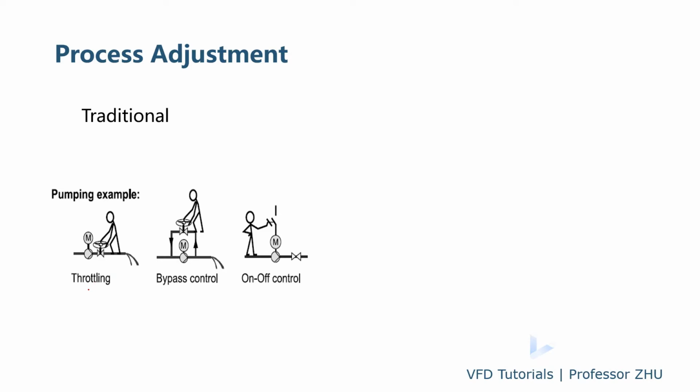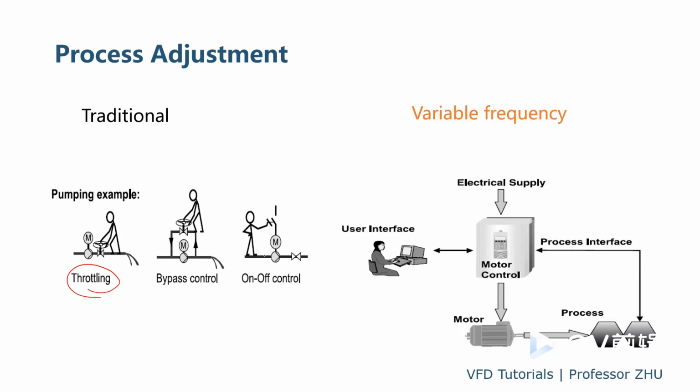You change the angle of the throttle. The second one is bypass control. And also you can have on and off control. And if we use the drive, then you have a much easier way. Because before you use the drive, the speed of the motor is fixed. Now you can adjust the speed of the motor by the drive to adjust the flow.